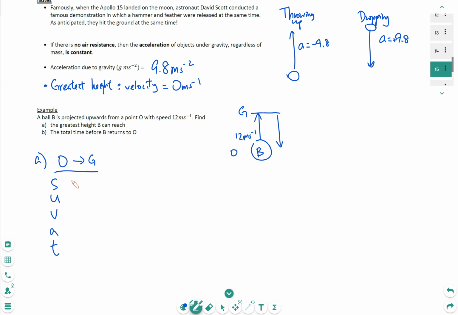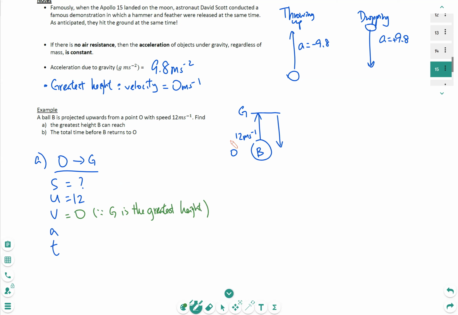A couple of things we do want to look at here. Let's fill up the table together. So S, greatest height, is measured in meters. Meters is the same unit as displacement, so you can imagine we are measuring displacement. Initial velocity, 12. Now, final velocity in this case is 0 because G is the greatest height.